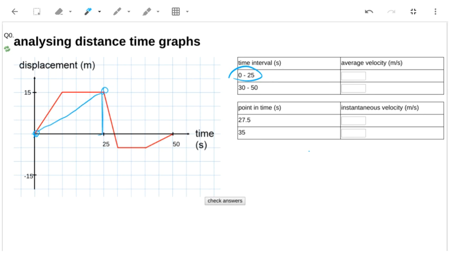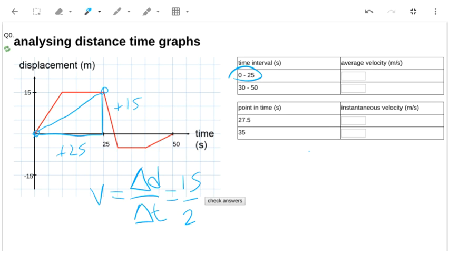I'm going to draw a triangle for those 2 points, and I'm looking to get the gradient. So it's the change in y, which in this case is plus 15, and the change in x, which is 25. 15 over 25, that's my gradient. Another way of looking at it is velocity is distance over time, so it's change in distance over change in time. So for the first one, I do 15 divided by 25, which is 0.6. So that goes into my first box.